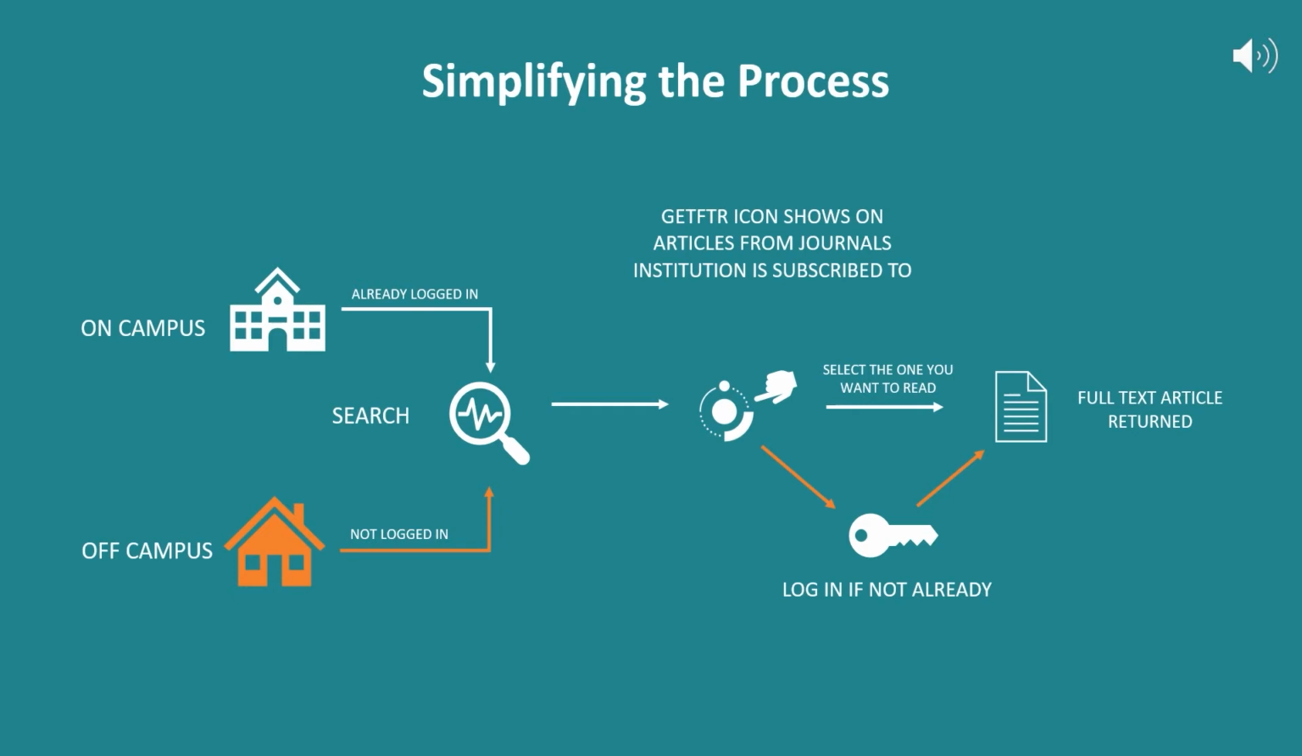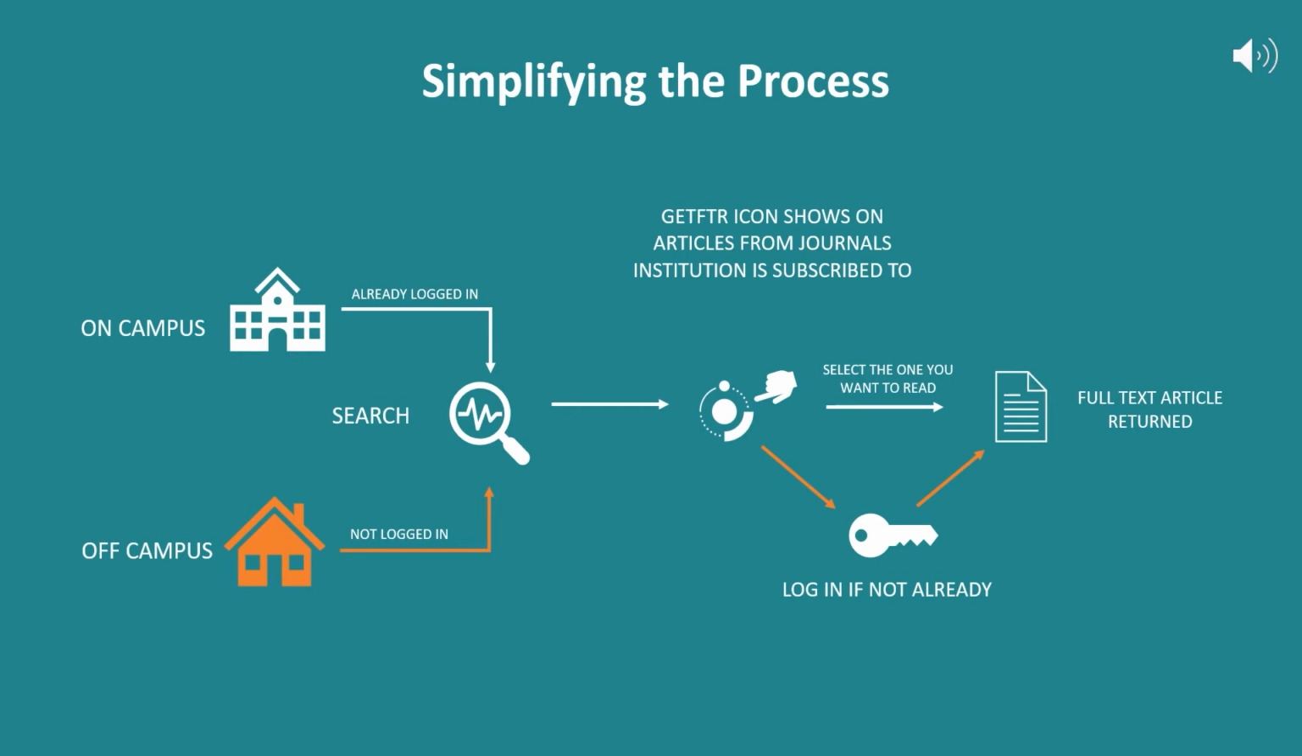entitlement session running. So if you're in that scenario, and you do a literature search, when you get results back from a GetFTR-enabled discovery service, you would see these links that have your institutional context already baked into those links. When you click on one of those links, since you already are institutionally authorized, you would just get access to the content directly. It really would be one-click access in those scenarios.